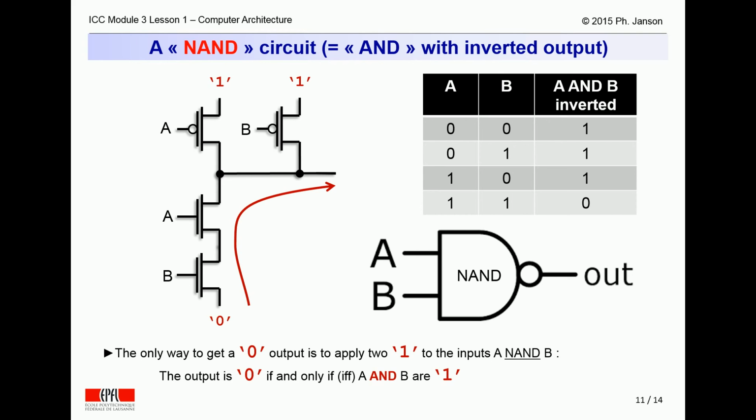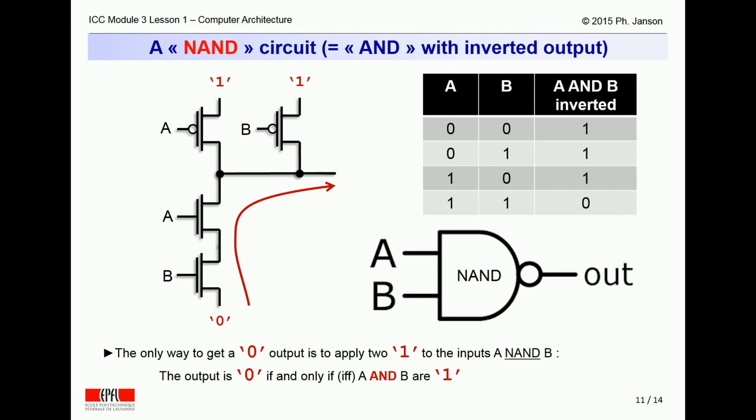This slide shows the transistor circuit, the truth table, and the graphical representation of another important and frequent circuit, a NAND gate. NAND stands for not AND. In other words, the output of the circuit is a logic negation of ANDing its two inputs A and B.